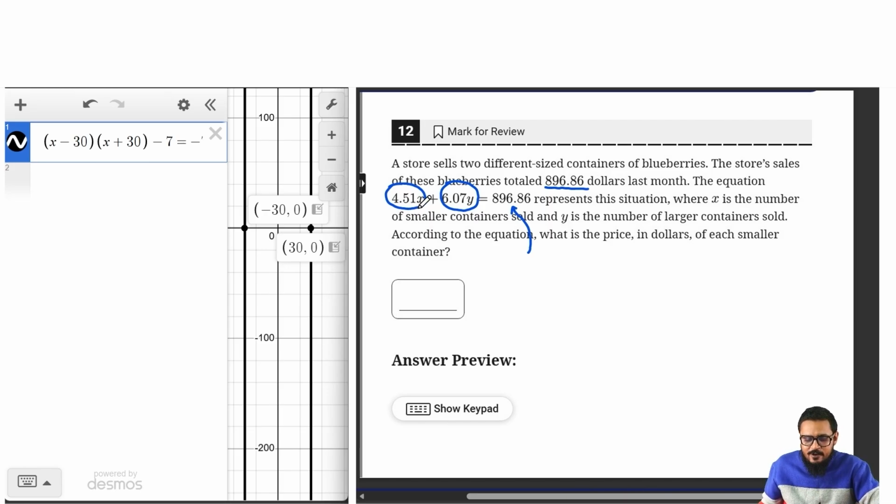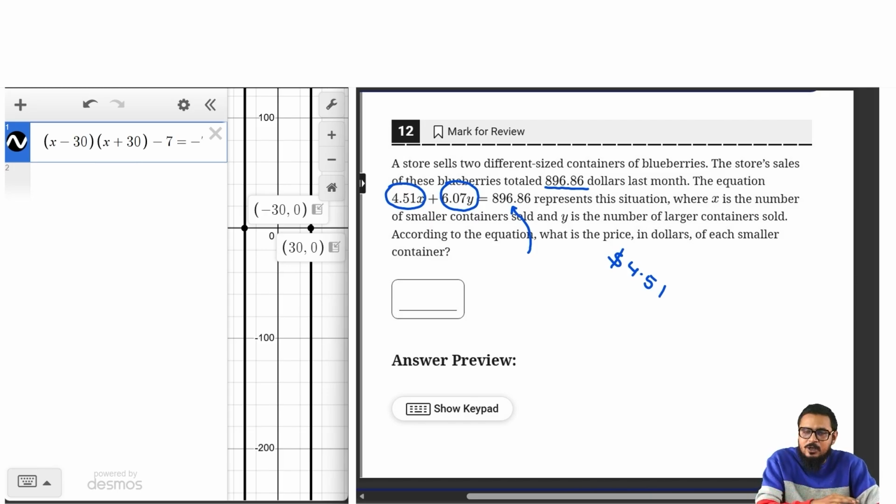So I can say that 4.51x, which is my first term, and 6.07y, which is my second term, both of them are actually in the form of dollars. Now, what are variables x and y representing in this question? The question tells you, here comes the most important part: x is the number of smaller containers. So now x is the quantity of containers. And if someone is multiplying x by 4.51 to get the entire answer in the form of dollars, it means that the value of one single container would be $4.51. One single container would be costing you $4.51. You can say that the cost of one small container is actually $4.51.